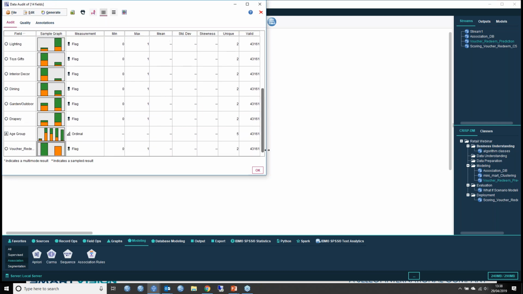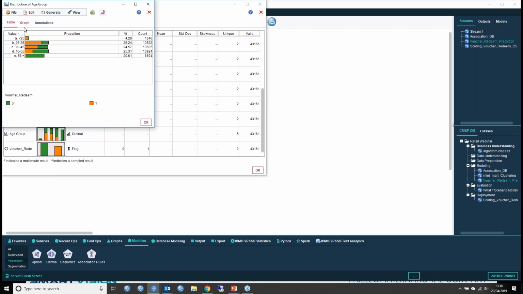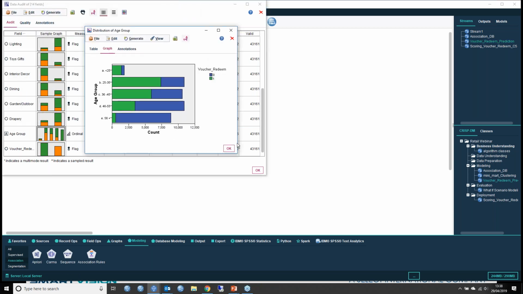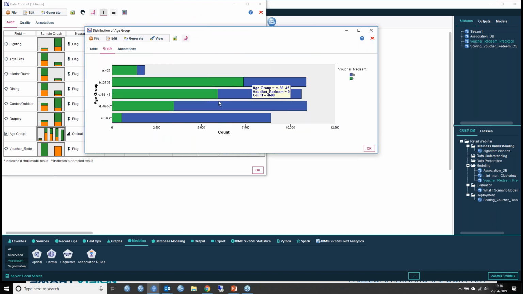And you can see that the little bar charts here are just colored by people's likelihood to redeem that voucher. So when we look at age group, for example, we can see that the older people are, the more likely to fall into the 0 group here, which is they don't redeem the voucher.